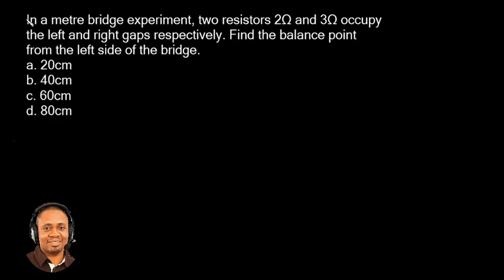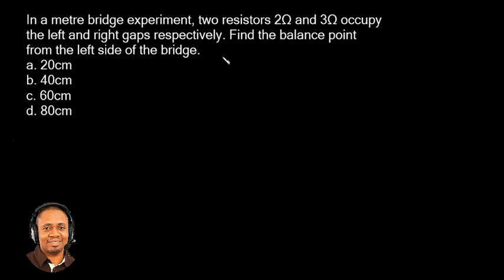This is question 3, JAMB Physics 2018, which goes thus. In a meter bridge experiment, 2 resistors, 2 ohms and 3 ohms, occupy the left and right gaps respectively. Find the balance point from the left side of the bridge.